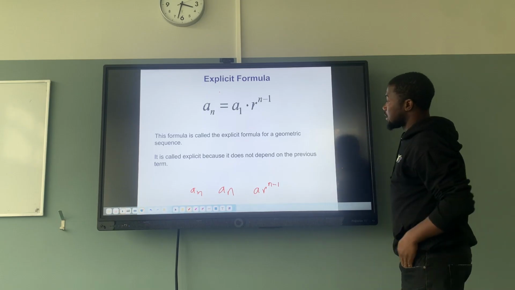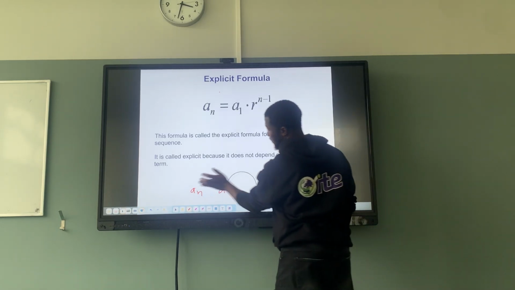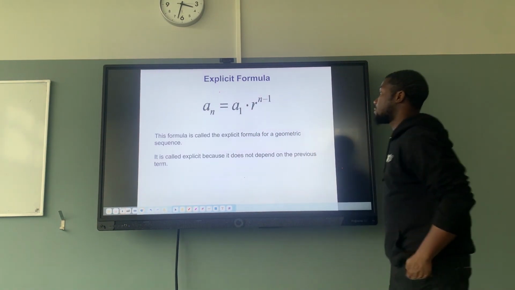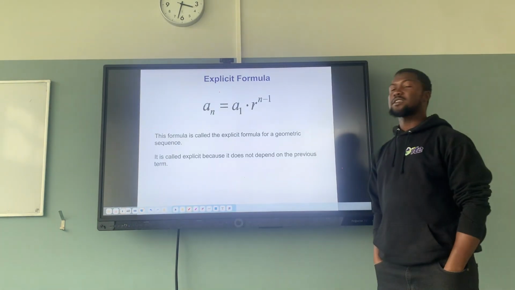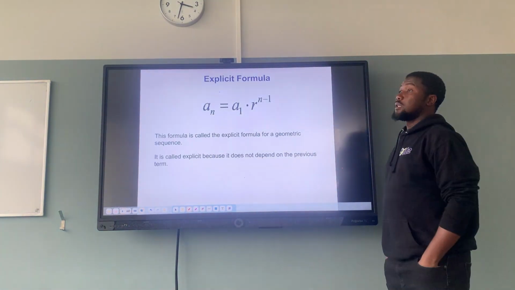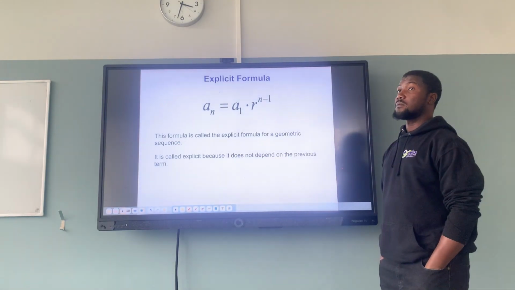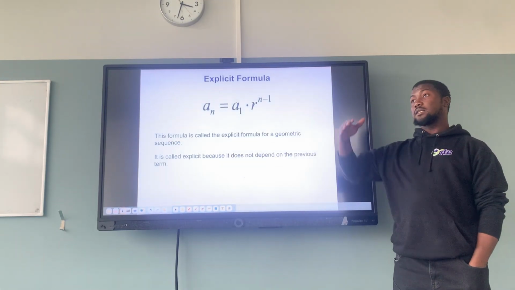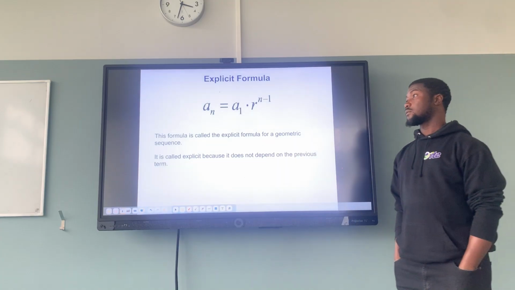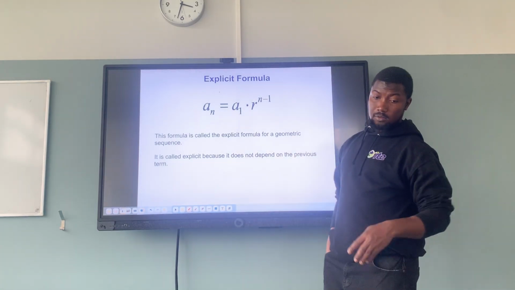Alright? We already investigated the recursive formula. This gives you the explicit formula. So with the explicit formula, the common ratio is what? Increased in power form. Alright? Let's look at an example.